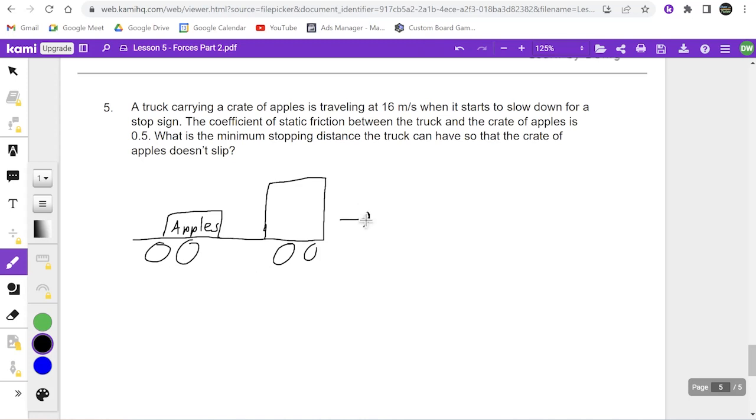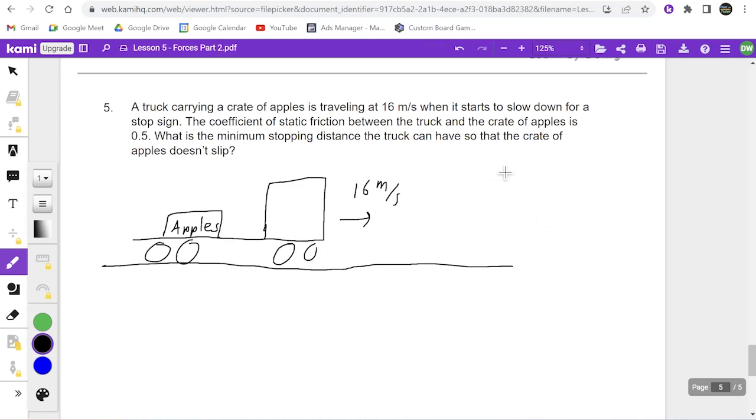Anyways, this truck is heading at 16 meters per second. We know the coefficient of friction between the truck and the crate of apples. So we're not talking about the road. I know the truck's on the road, obviously, but the 0.5 is specifically between the apples and the truck. And here's why that's important.